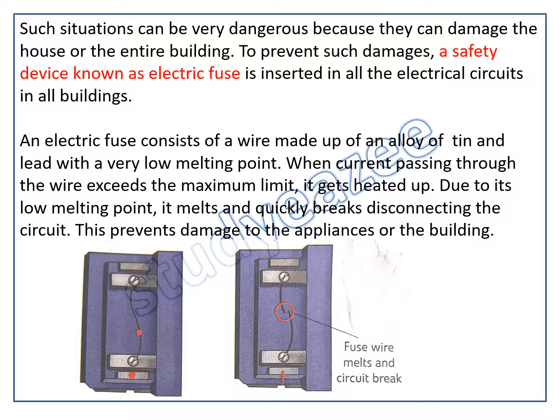To prevent such damages, a safety device known as electric fuse is inserted in all the electrical circuits in all buildings. An electric fuse consists of a wire made up of an alloy of tin and lead with a very low melting point. When current passing through the wire exceeds the maximum limit, it gets heated up. Due to its low melting point, it melts and quickly breaks, disconnecting the circuit. This prevents damage to the appliances or the building.